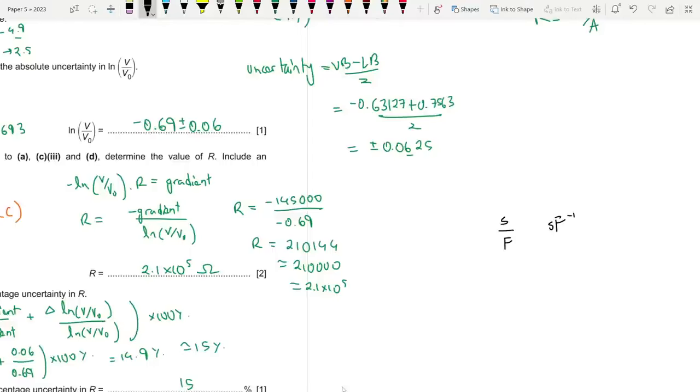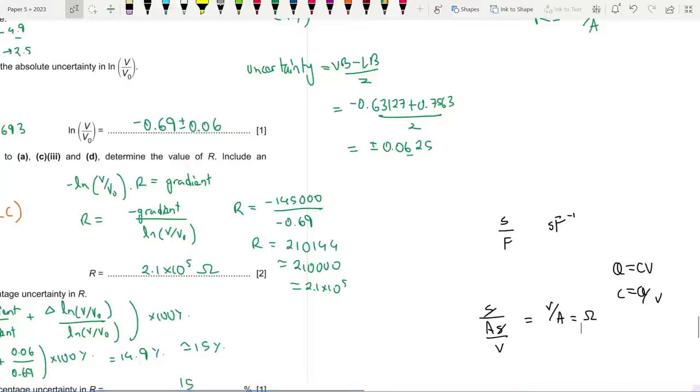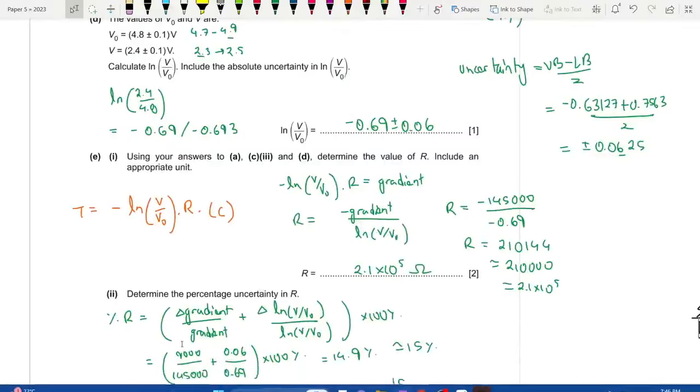Now what is a farad? We know that Q is equal to CV, so C is equal to Q by V. So second per farad: what is Q? Q is equal to I t, which is ampere second, divided by voltage, which is volts. So you can get rid of the seconds over here, and after the reciprocal you get volts per ampere, which is basically ohms. So either write down V per A or ohms. Ohms is the best answer here. So that is 2.1 times 10 to the power 5 ohms for me.